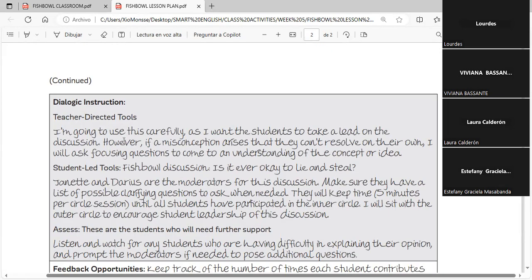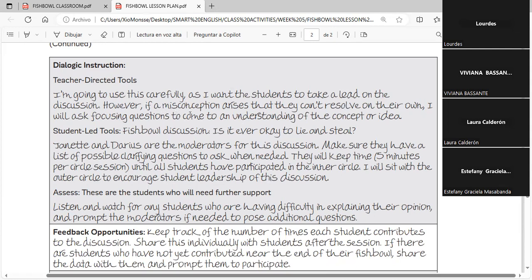Dialogue instruction. Teacher directed tool. I'm going to use this carefully as I want the students to take the lead on the discussion. However, if a misconception arises that they cannot resolve on their own, I will ask a focusing question to come to an understanding of the concept or idea.